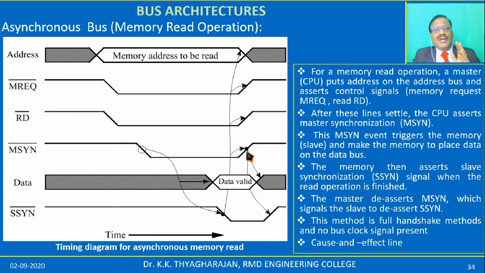So when the master synchronizing signal is asserted high, it indicates that the slave synchronizing signal should also be closed. That means it should be asserted high and the data line should also be closed. So with these signals in a handshake mode, the data will be read.